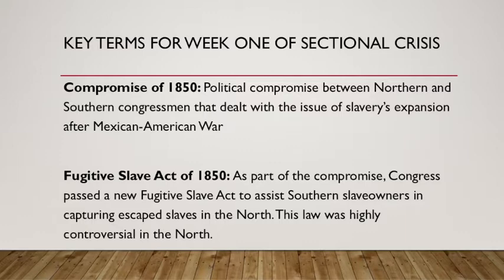As part of that compromise, we're going to pay special attention to the Fugitive Slave Act of 1850. Congress passed a new Fugitive Slave Act to assist Southern slave owners in capturing escaped slaves in the North. It was tougher than previous fugitive slave acts, and you'll see why. This law was highly controversial in the North, and in general, the Compromise and the Fugitive Slave Act were supposed to make the situation cool down, but actually caused it to heat up.